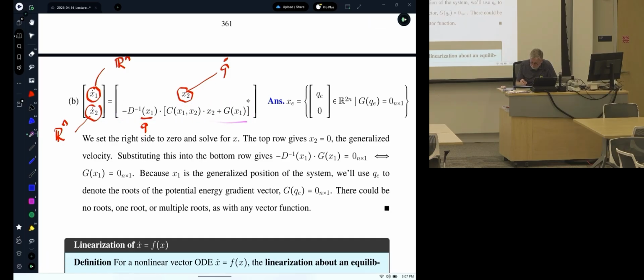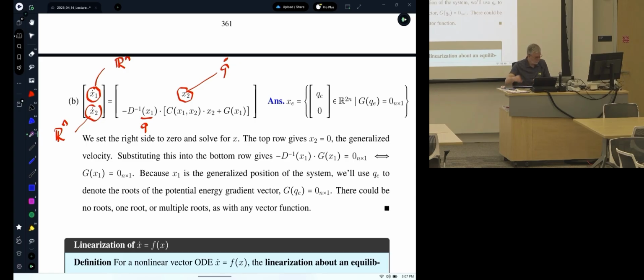Now, just like with the pendulum, we have to go to the second row. This is a block. It's really n rows, but still, it's a block. We already know x2 is 0, so this does not contribute anything. And we've got D, the mass inertia matrix, times the gravity term. This thing is invertible, so D inverse times G is 0 if and only if G is 0. And so that's the condition for an equilibrium point.